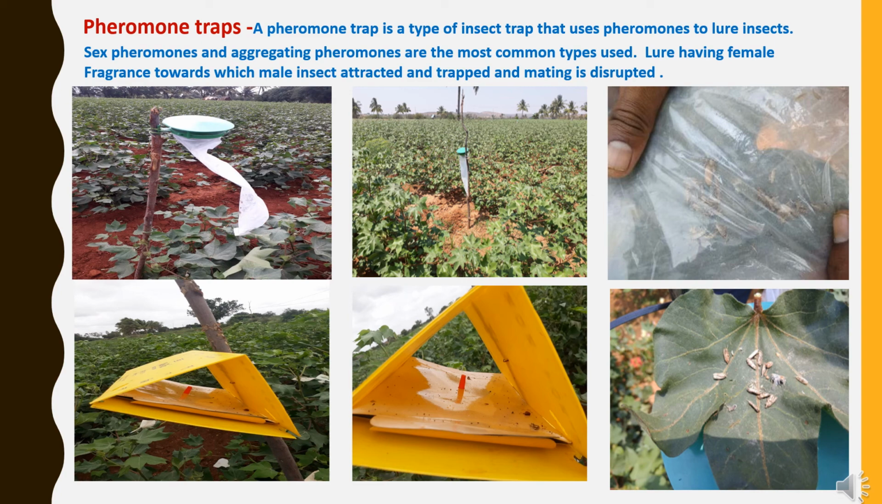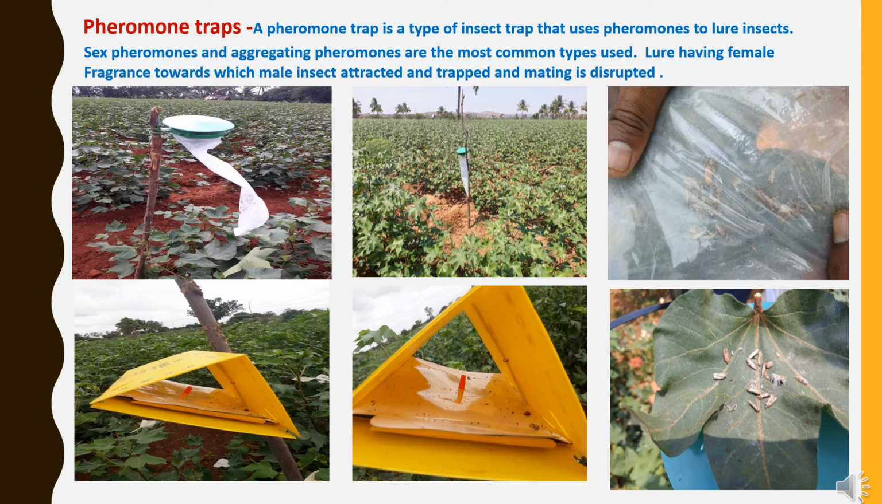The lure has a female fragrance towards which the male insect is attracted and trapped, and mating is disrupted. Our main aim in using a pheromone trap is to catch the male population of insects and check mating with the female, by which we can stop the multiplication of the insect population, and there will be control.